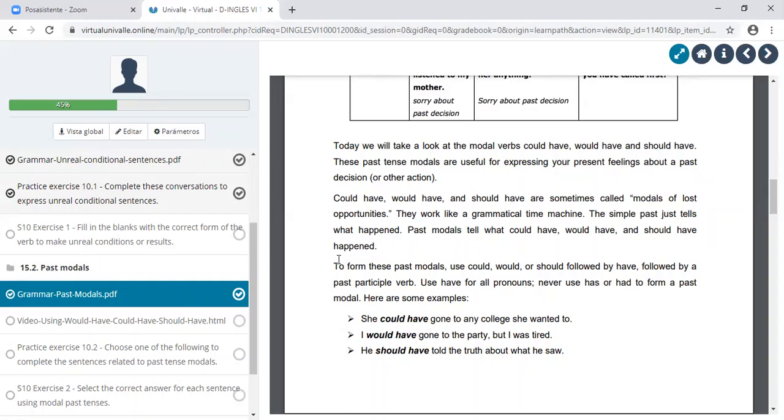Use have for all pronouns. Never use has or had, okay? To form a past modal, because that will be incorrect. Always you need to use have.